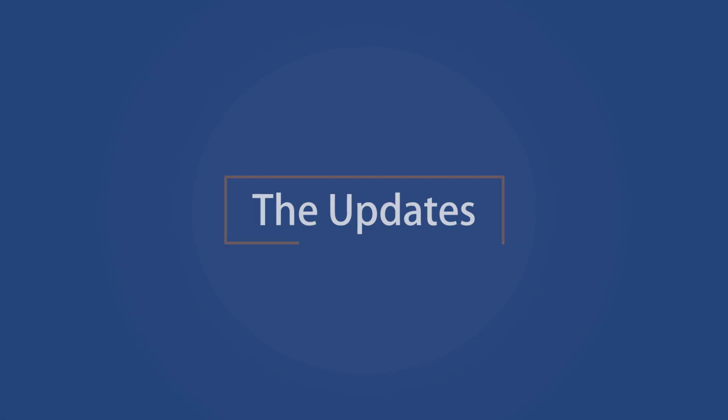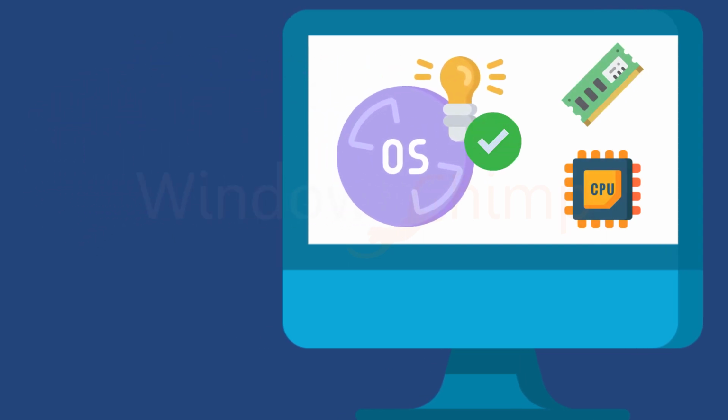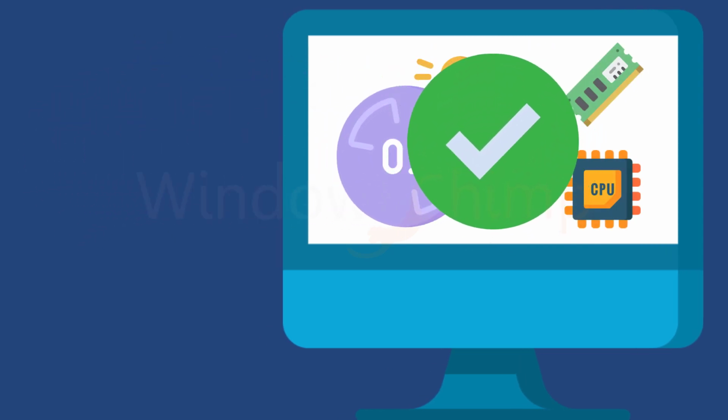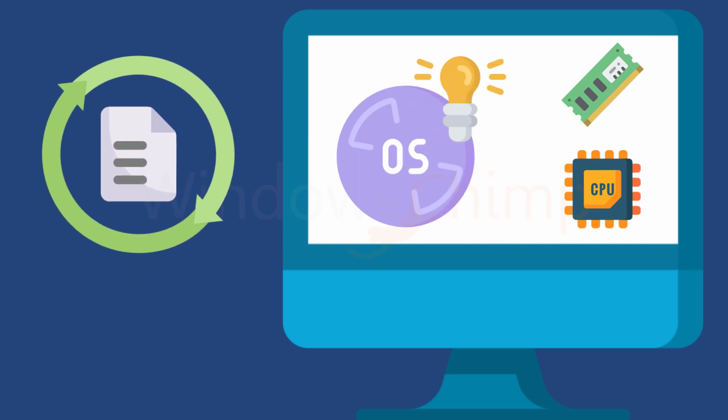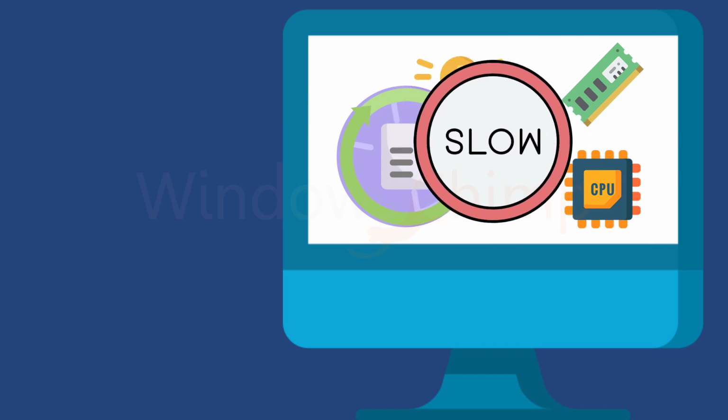The updates. Another main reason Windows PCs get slower is the constant updates. When you purchase your PC, the operating system performance is up to mark because it was optimized according to the hardware configuration. But later, when they add new features through updates, your PC slows down because the new features require more system resources to run.